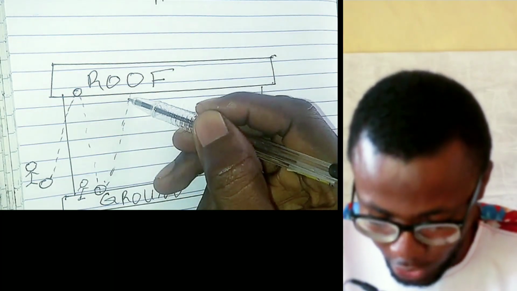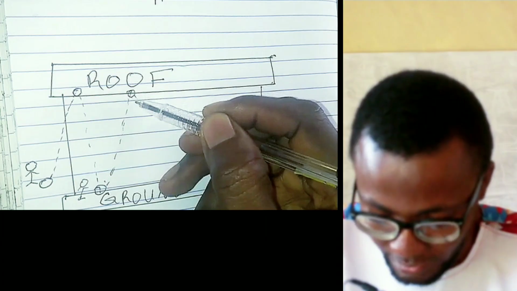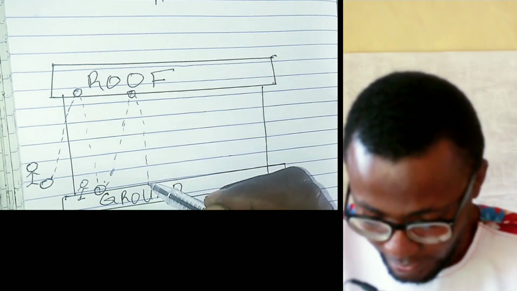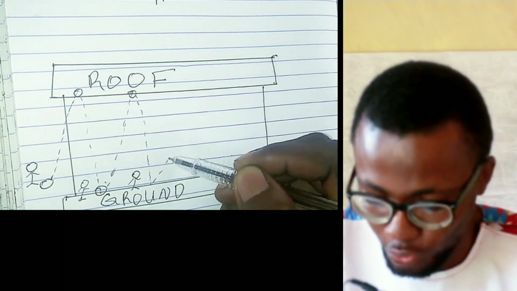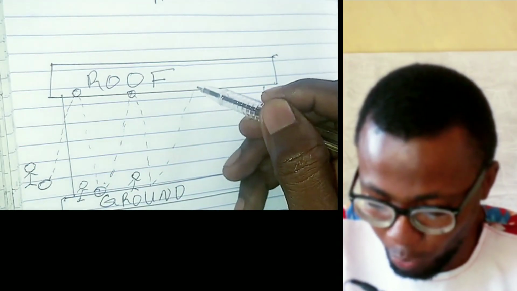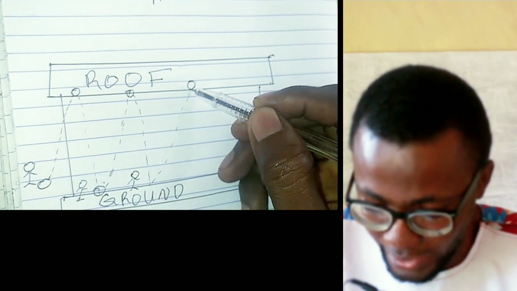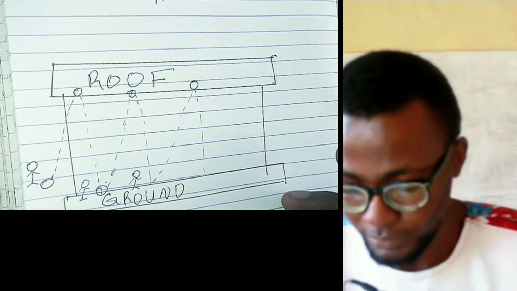What is that? The roof will stop it from going up, right? And it will reverse, start going back to the ground, right? Now the ball will come again, kick it again, it will go up again. As it's going up, it will keep going up. Once it gets to the roof, it will hit the roof, then reverse, and that is how it's moving.